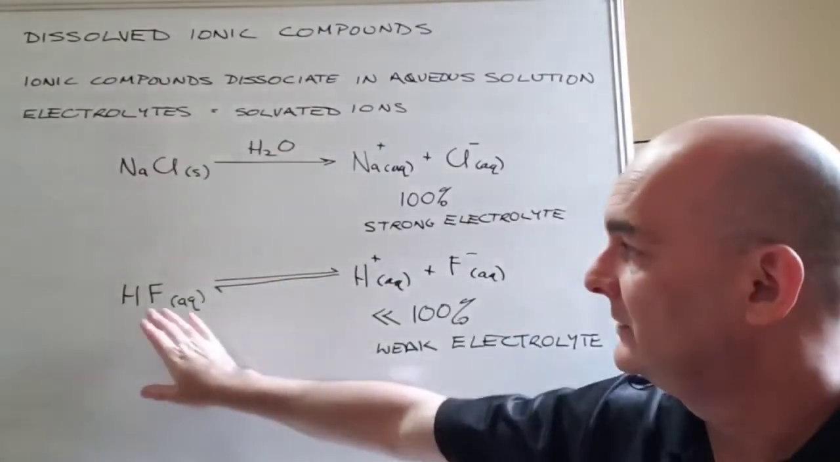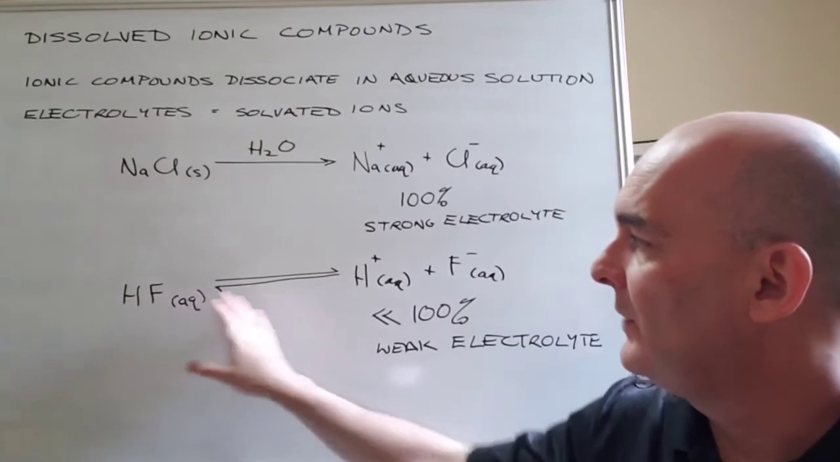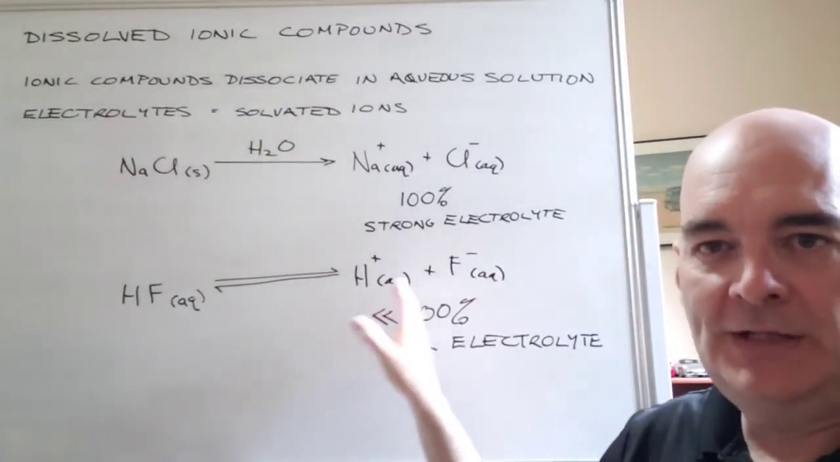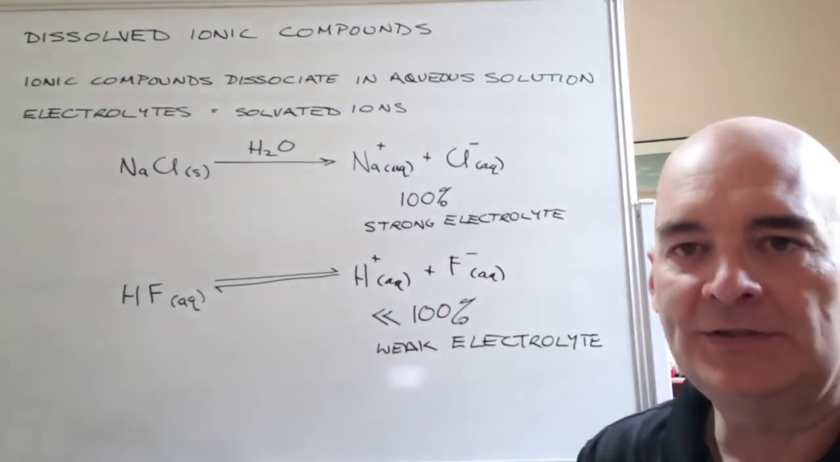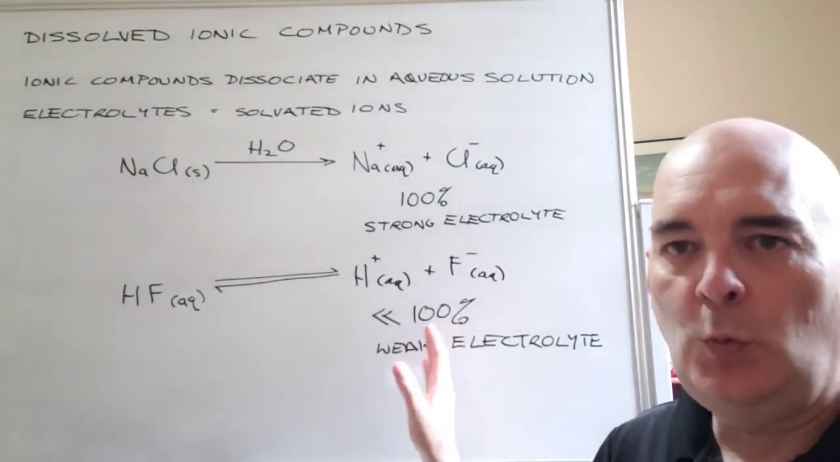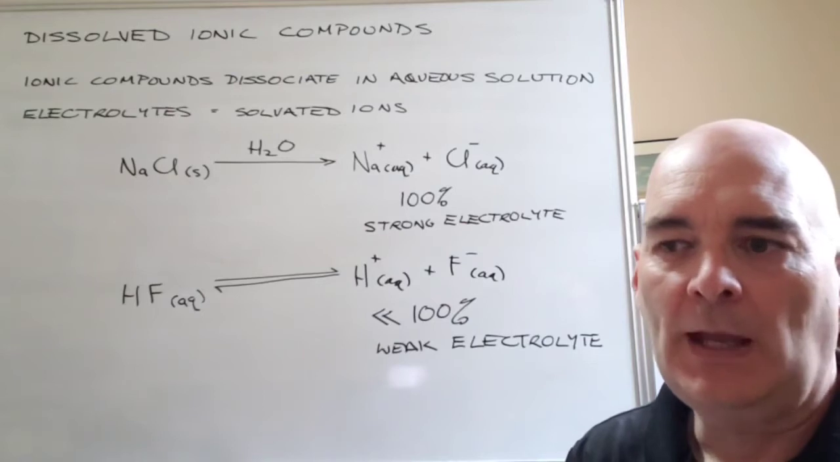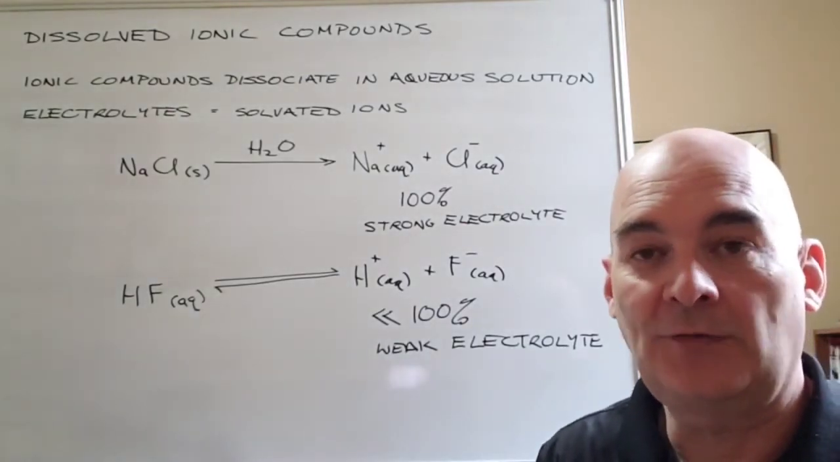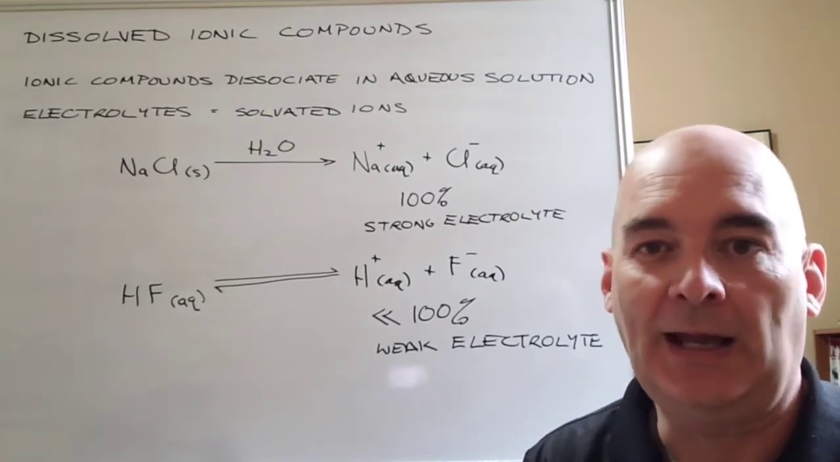Now, not all ionic compounds are equal. Some materials, like hydrofluoric acid, when they dissolve, only put a little bit of ions into solution. And in those cases, we call these weak electrolytes. And there are a handful of rules for how to identify strong electrolytes, and that's next.